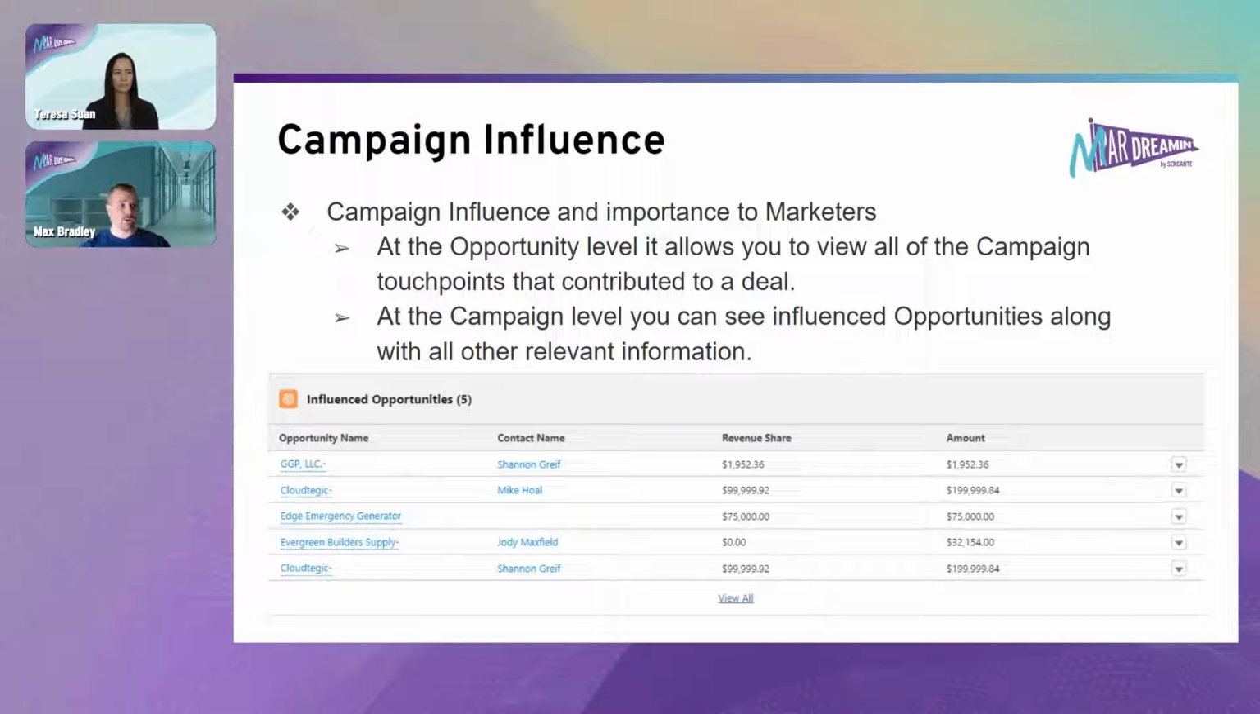Now, often marketers and admins go through this process of enabling this, and they find out that they don't have the data they need to fuel these reports that they're searching for. So campaign influence works by linking contacts to our campaigns via the campaign member records, and then contacts to opportunities via our contact roles.